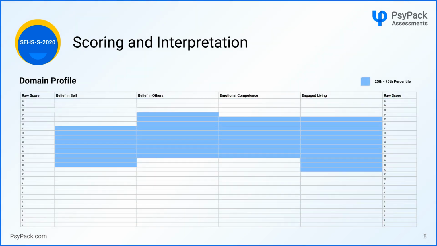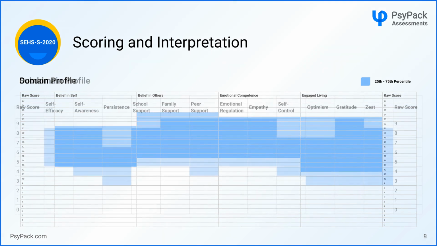Beyond the total score, the SEHS-S-2020 allows for a more detailed look at the 4 core domains. This domain profile chart plots the raw scores for belief in self, belief in others, emotional competence, and engaged living. The shaded area on the chart represents the middle range, specifically scores between the 25th and 75th percentiles. This visual representation makes it easy to quickly identify a student's relative strengths and areas that might need more support.